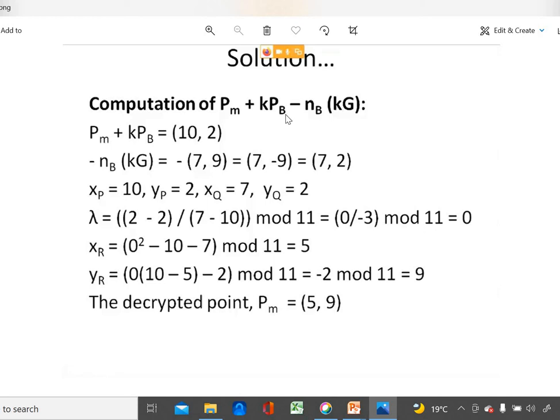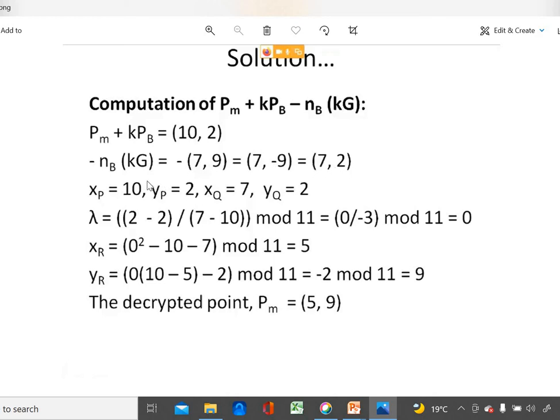Whenever we are using a prime number, mod 11 will be there. For this also mod 11 is there, but 10 mod 11 is 10 only, and 2 mod 11 is 2 only. Hence we have not calculated it here. But here we have calculated it because we got minus 9, so it becomes minus 9 mod 11, that is nothing but 2. Don't get confused here.